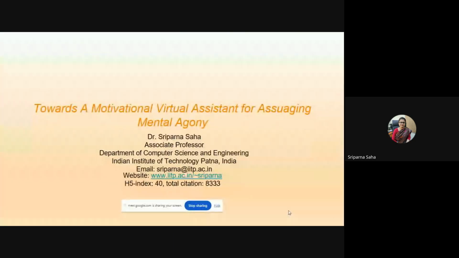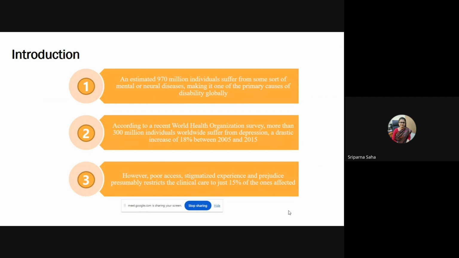Okay, yeah. So let me continue with the first work, which is on this motivational chatbot. As I mentioned, we develop some motivational chatbot for people who are suffering from mental distress. So this is the motivation: an estimated 970 million individuals are suffering from some sort of mental or neural diseases, making it one of the primary causes of disability globally.